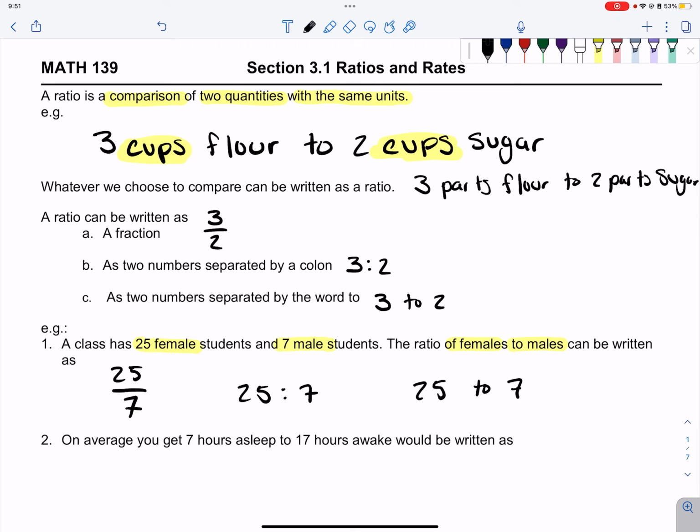The next problem, we have that on average, you get 7 hours asleep to 17 hours awake. And now this could then be written as 7/17, 7:17, and then lastly 7 to 17.